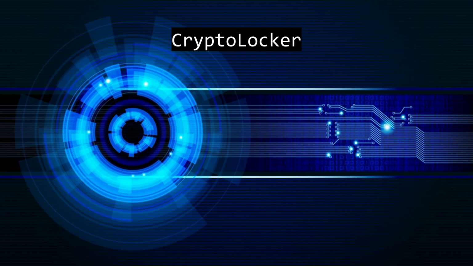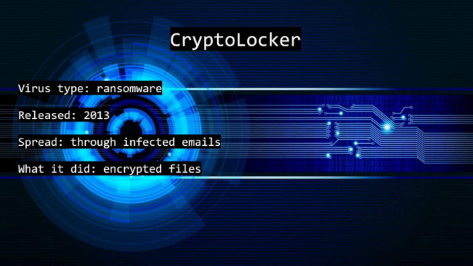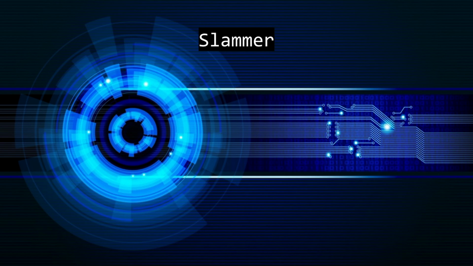CryptoLocker is a great example of ransomware. The virus was spread in 2013 through email attachments, and it encrypted files on the user's computers. The hackers demanded thousands of dollars for the decryption key, and when people failed to pay, their files were deleted. In just 10 days, about 500,000 computers were infected, and over $30 million were lost.